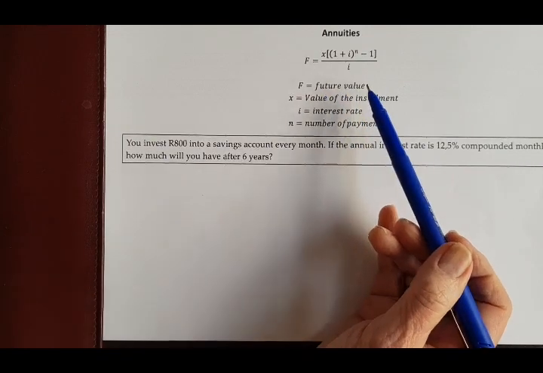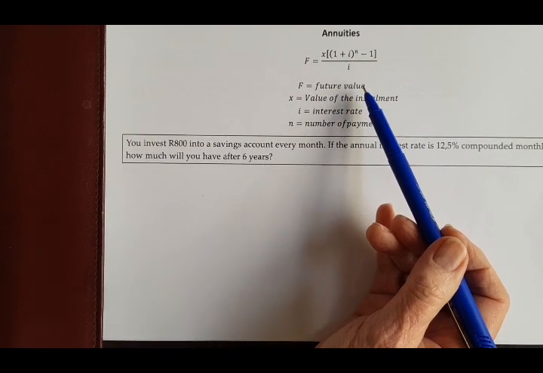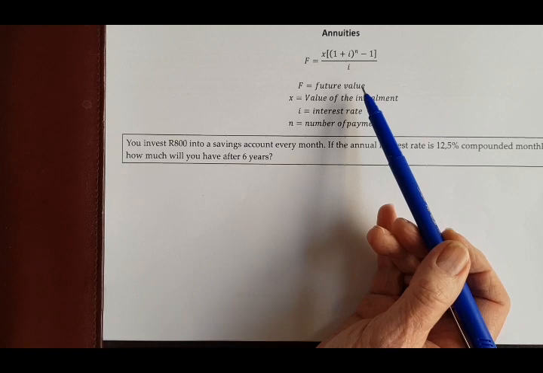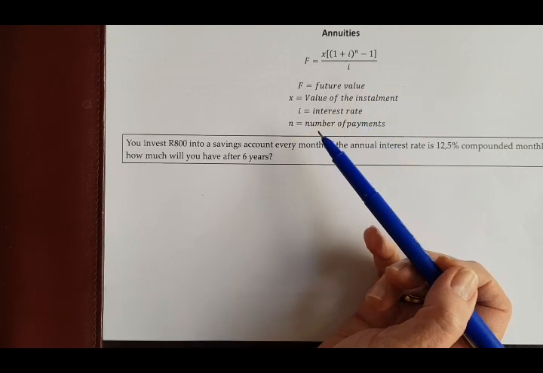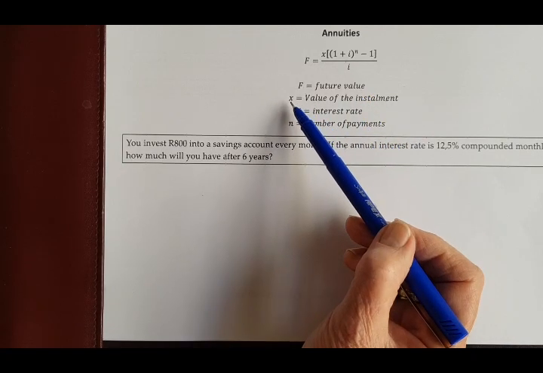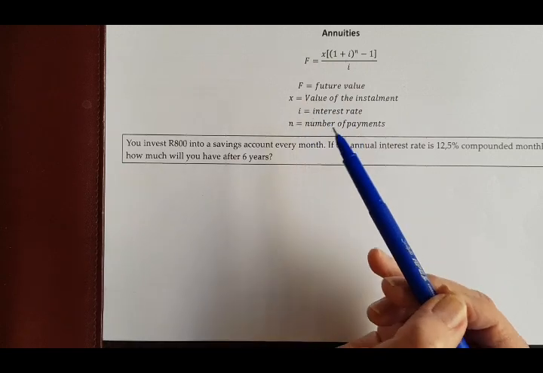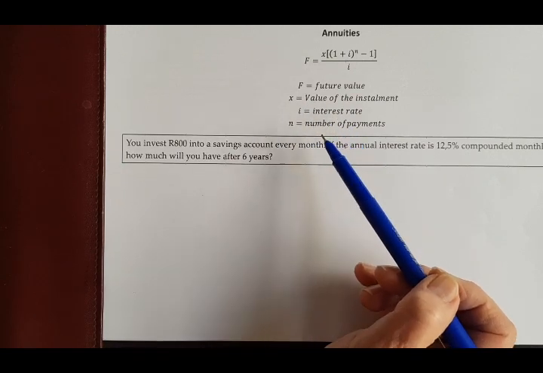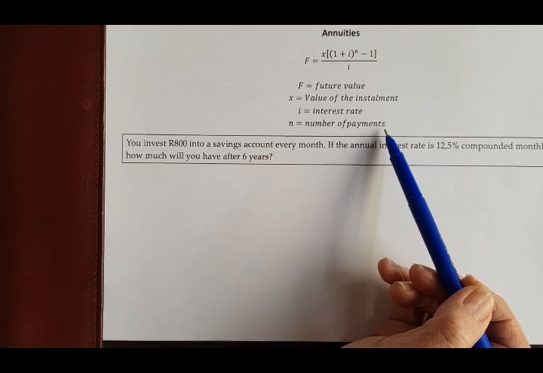Okay, the future value, this is always how much money you have as you make your last deposit. This is the monthly investment that you're making. I is your interest rate and N is your number of payments.